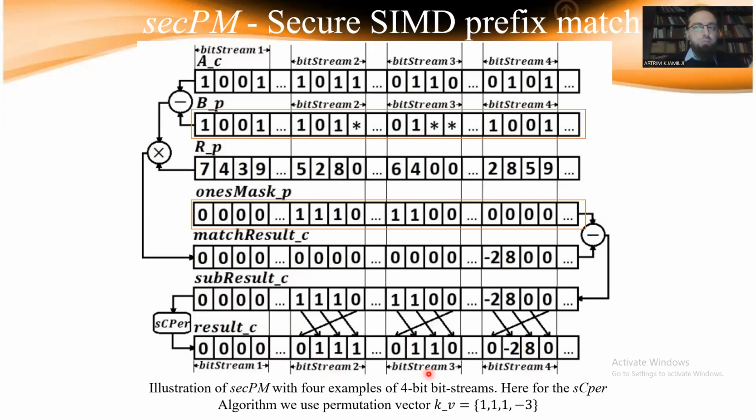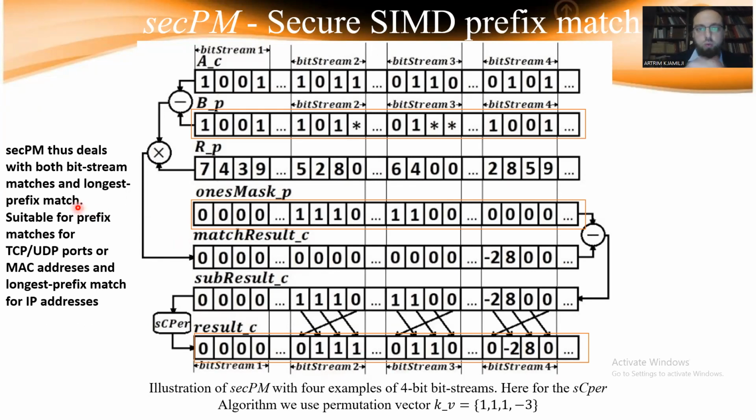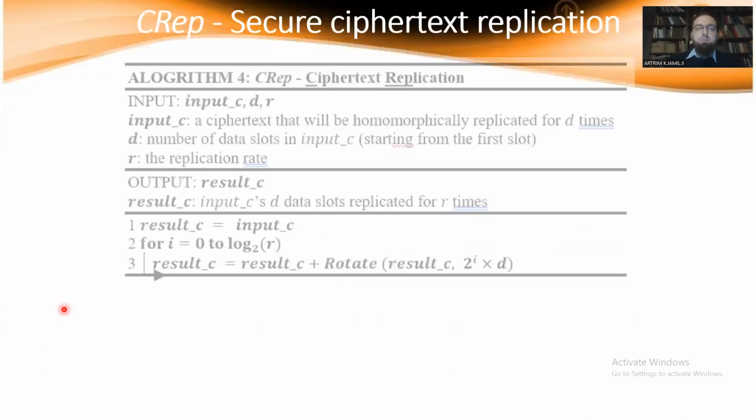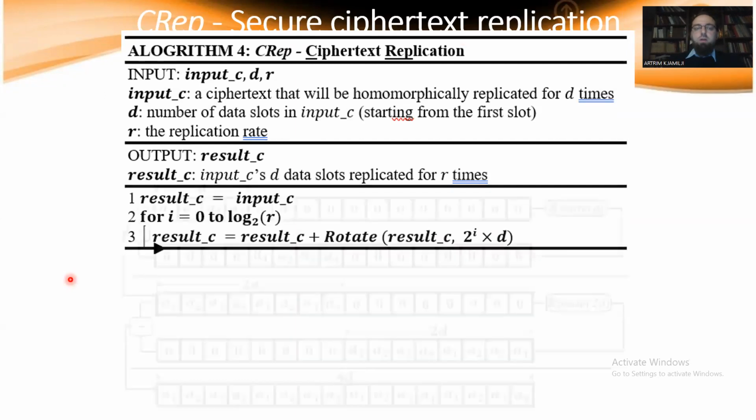If we are dealing with longest prefix match, and if there is a number in the bitstream where we care about longest prefix match, and that number is not 0 or 1, that means that we don't have a bitstream match at all. Finally, why do we care about this? Well, secure prefix match deals with both bitstream matches and longest prefix matches, which is suitable for exact matches for TCP, UDP ports, and MAC addresses, and longest prefix matches for IP addresses, in the way that we just explained.